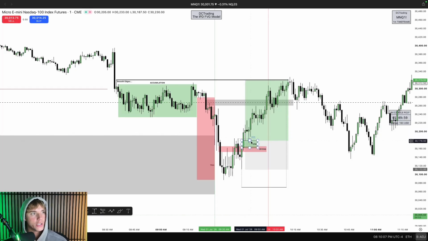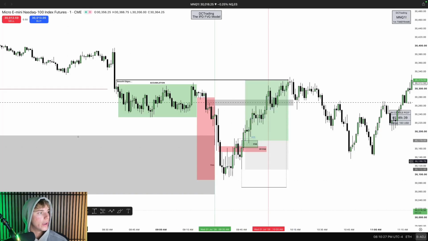Entering inside of this fair value gap, I took one position as soon as this candle closed, and then my second position building me more size the second that we entered inside of this fair value gap. And as you can see, this fair value gap is also an institutional entry flow order drill. Why? Because we wicked down and the price went straight up. One of the strongest confluences right here using the IPD FVG model.